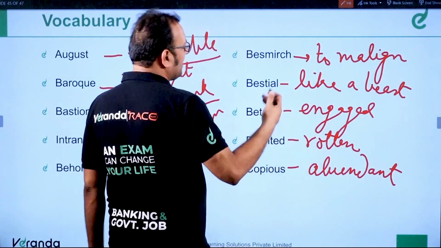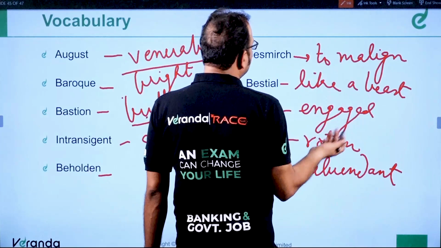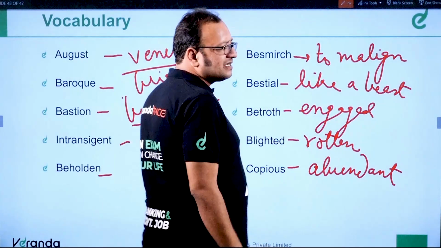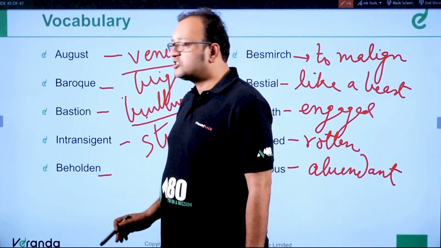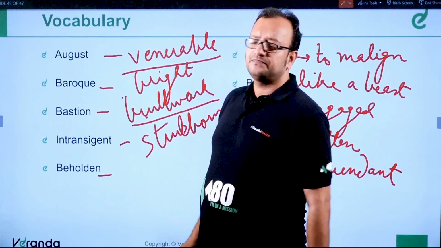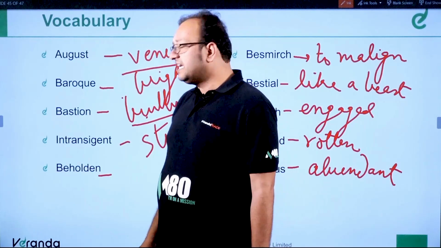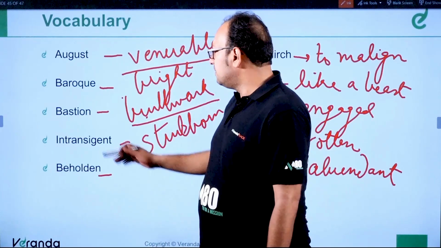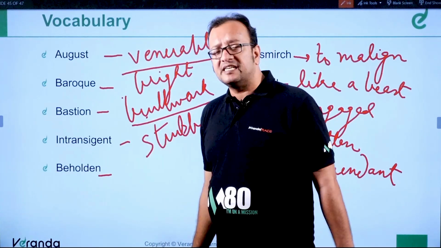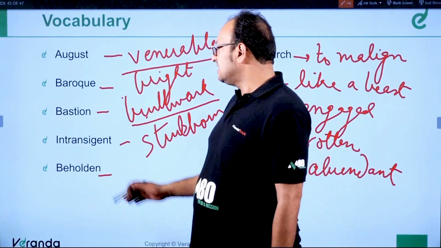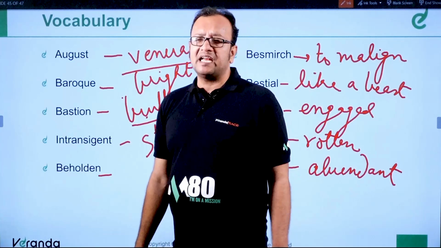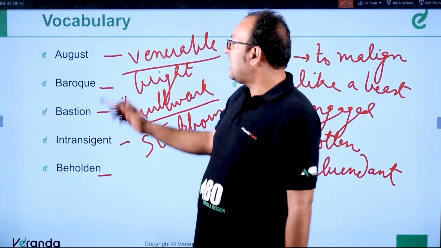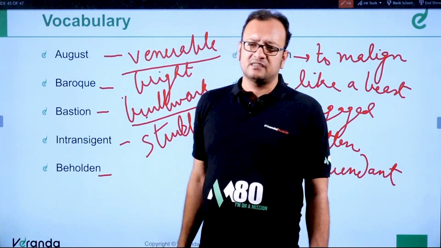Betrothed means engaged to be married. Bestial means like a beast. Besmirch means to malign someone, demean someone. Beholden means obligated and obliged towards someone. Intransigent means stubborn, obstinate, adamant, relentless. Bastion means strong defense, bulwark. Baroque means bright and colorful and florid. And august means venerable and respected.